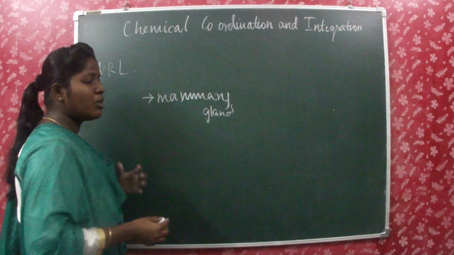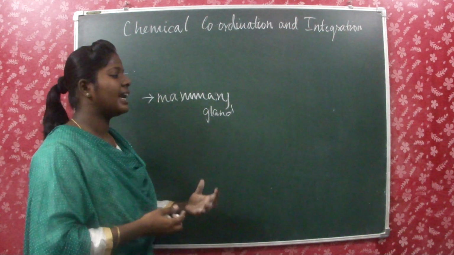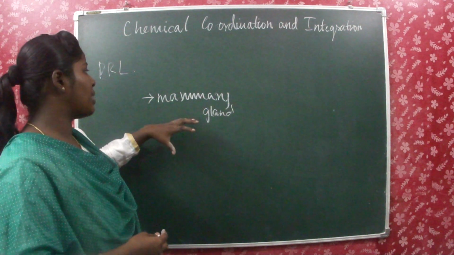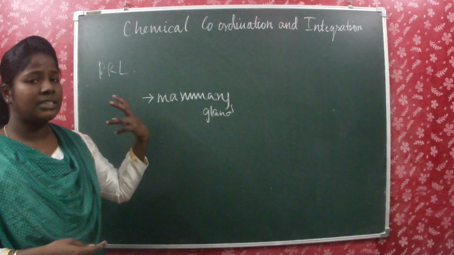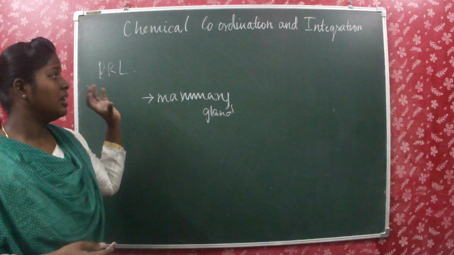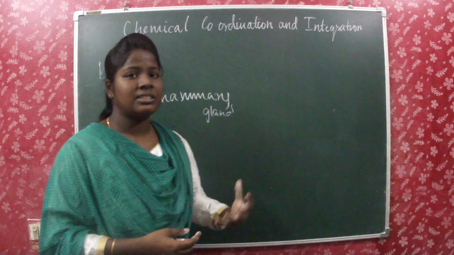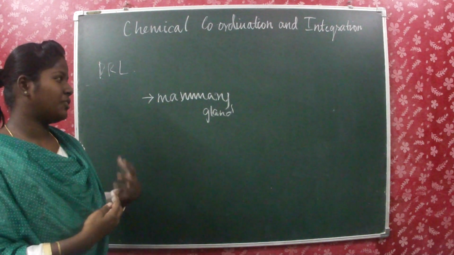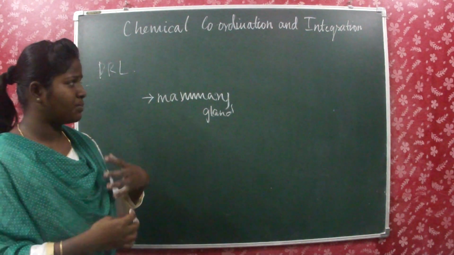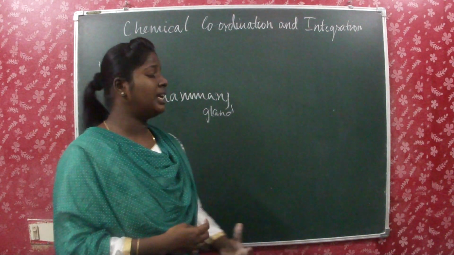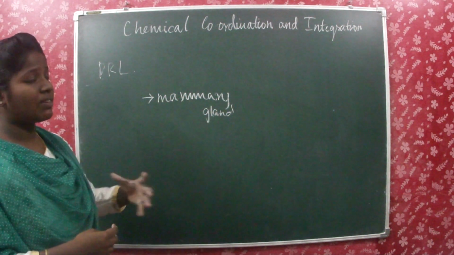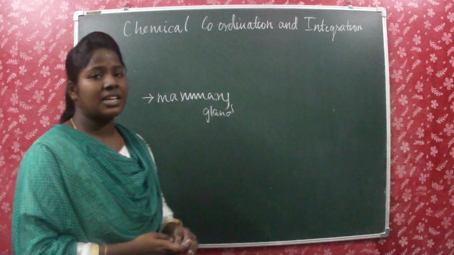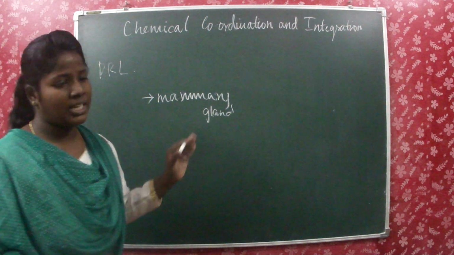So at the time of birth, and after childbirth, this prolactin hormone secretes to develop the mammary glands, in order for the further nourishment to be given to the child by the mom. So these mammary glands are developed by this prolactin, which is also called the maternity hormone.